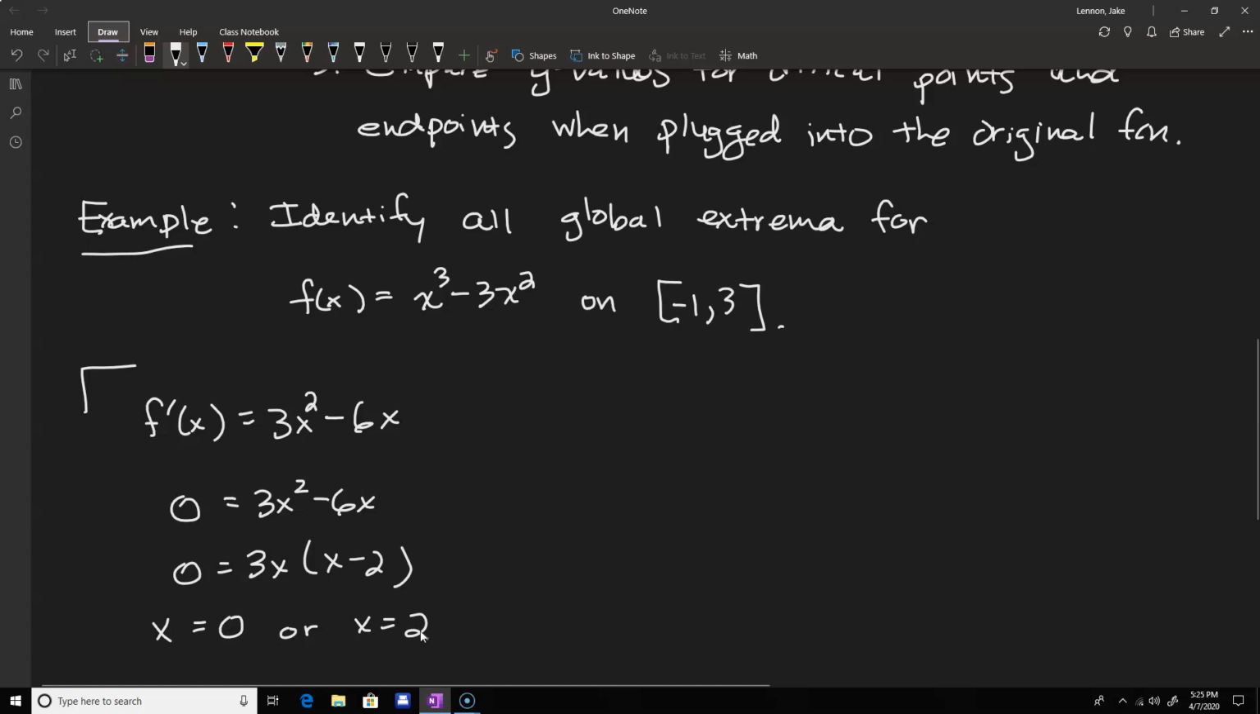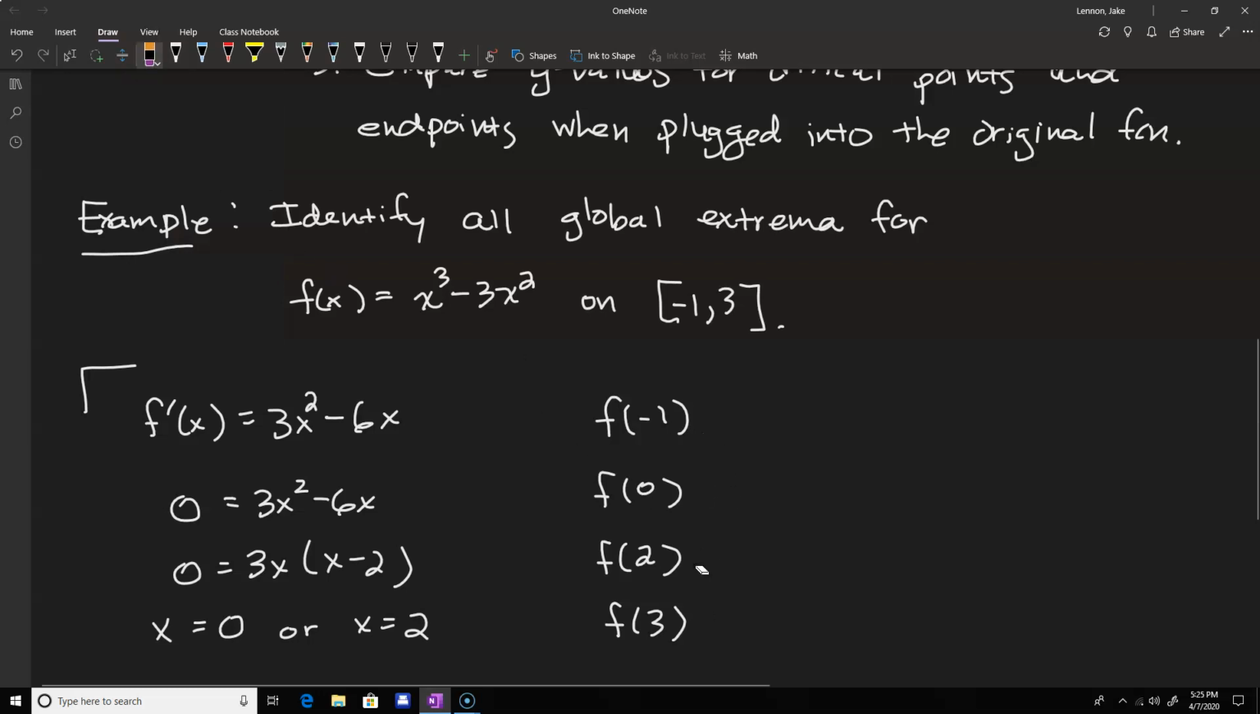So we have four things that we need to plug into the original function f. We have the endpoints -1 and 3, and we also have the two critical values, 0 and 2. So basically we're doing f of -1, f of 0, f of 2, and f of 3, plugging each one of those into f of x. Actually, they all come out exactly, I'm pretty sure here, so I don't need squiggly equals.